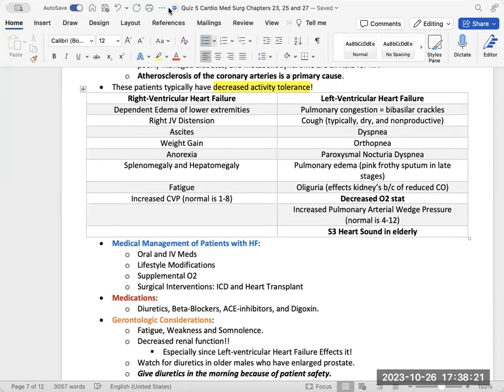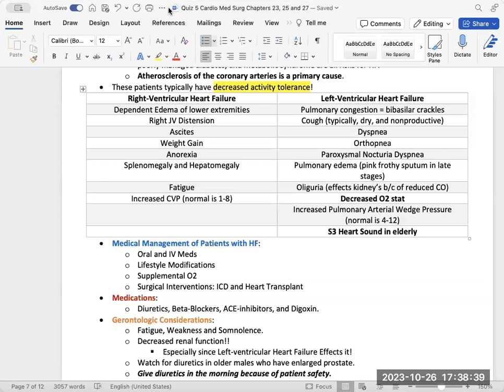But yeah, pulmonary edema, right? The lungs start to swell, and in a late stage of left-sided heart failure, you'll get something called pink frothy sputum. That's a sign of pulmonary edema. That could be on your test. I know it was on my test.